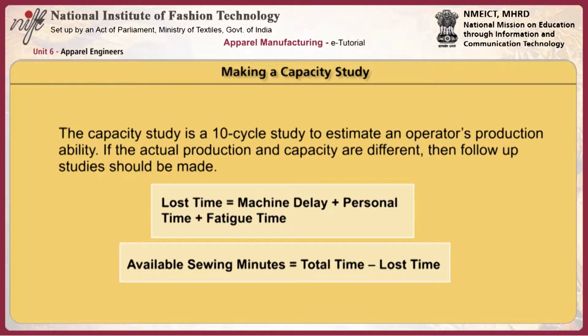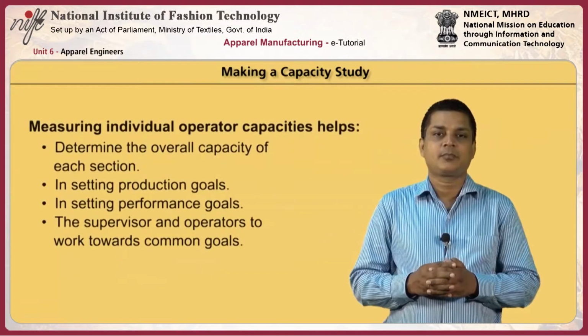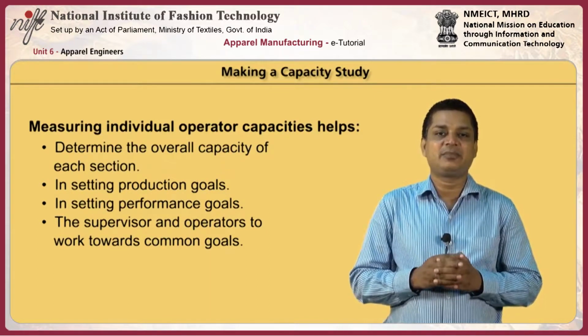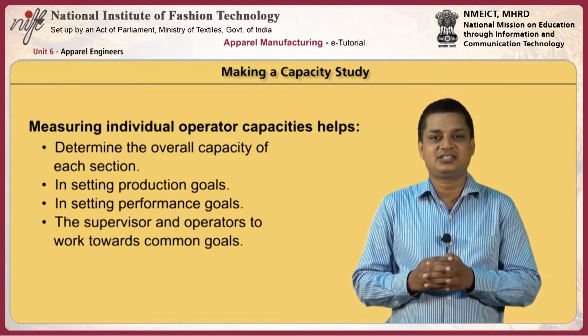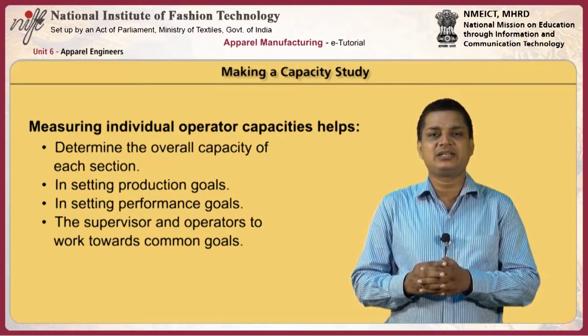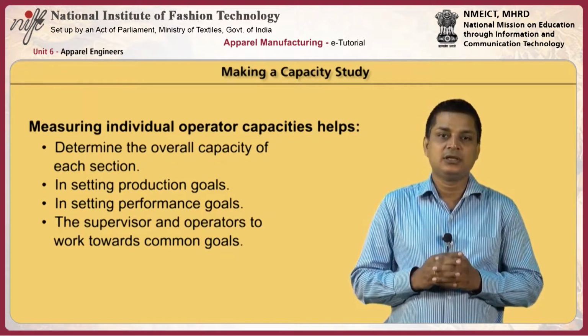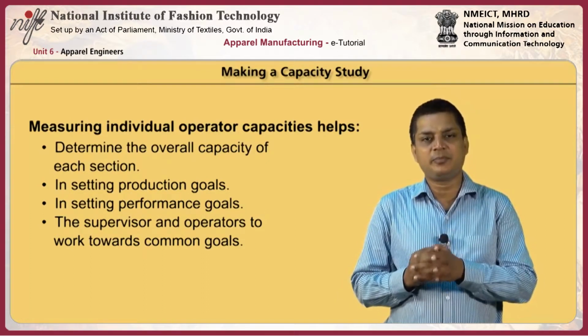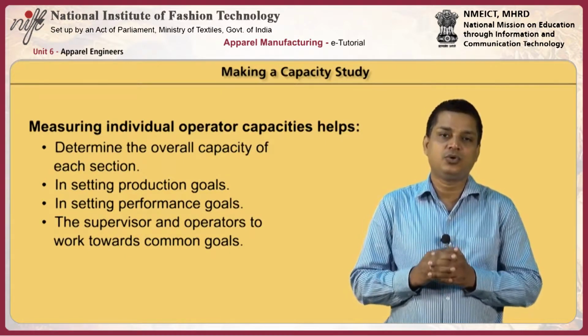Operators benefit from a capacity study only if we spot wastage motions and make suggestions and corrections. The result of every capacity study should be reviewed with the operator. By measuring individual operator capacities, supervisors can determine the overall capacity of their section. The section is simply the sum of individuals. This is useful to a supervisor in setting production and performance goals for her or his section. It can give the supervisor and her or his operators common goals to work towards.